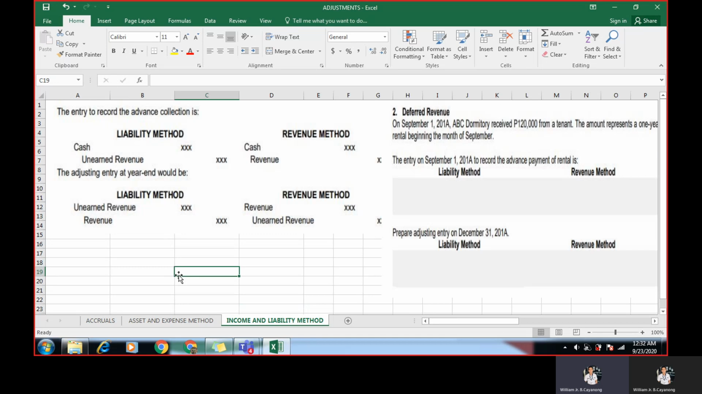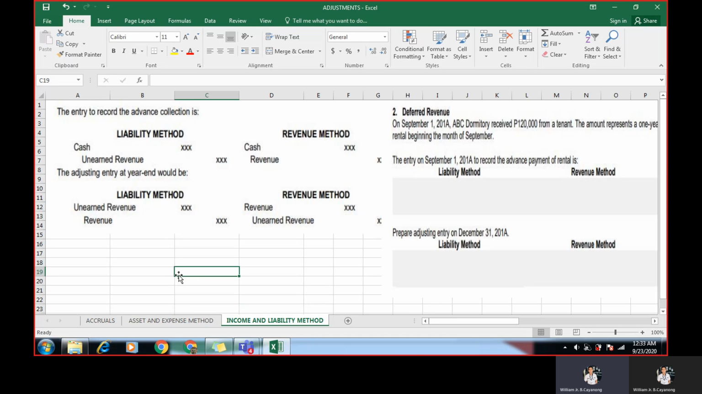Now, the concept of this is these are revenues collected or received in advance for the future sale of inventory or performance of services. These revenues are not yet earned but already collected by the businesses. So the adjusting entries for unearned revenues depend upon the method used to record them. So we have two: liability method and revenue method. So we'll have first liability.